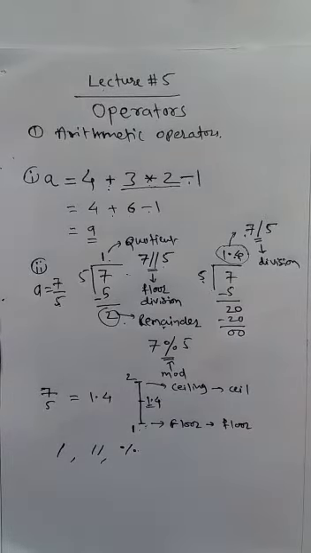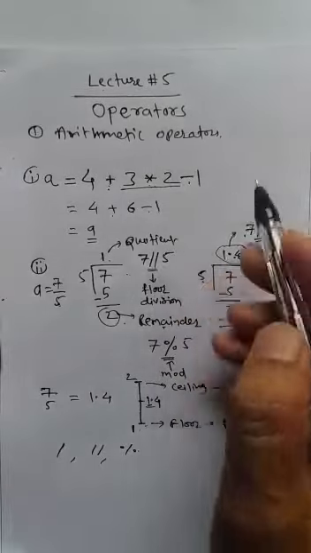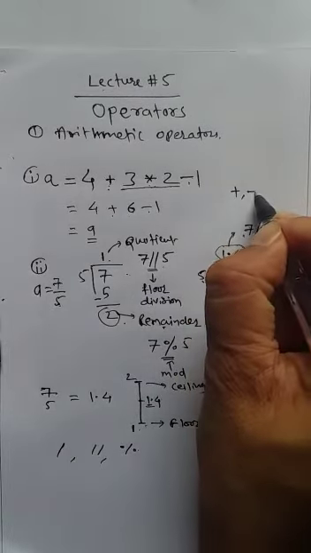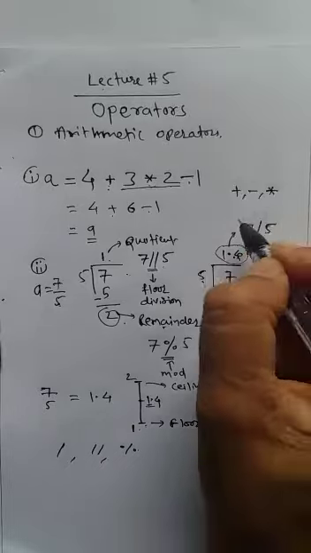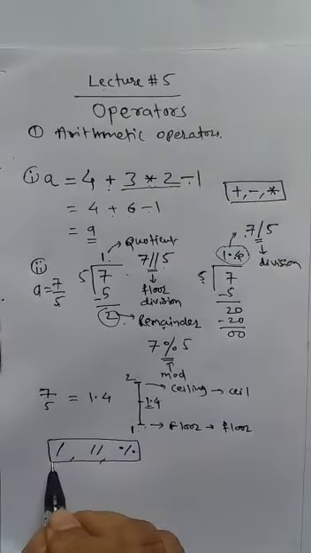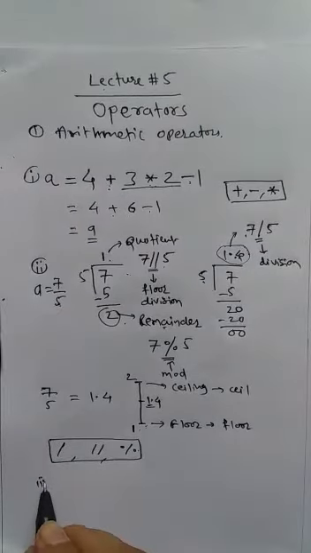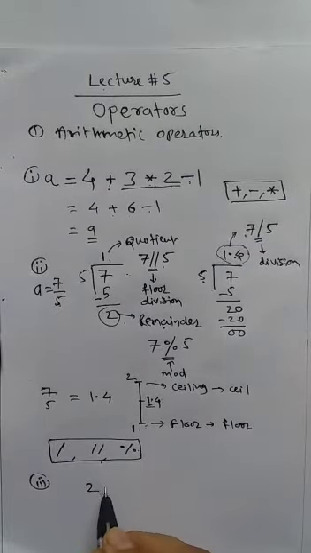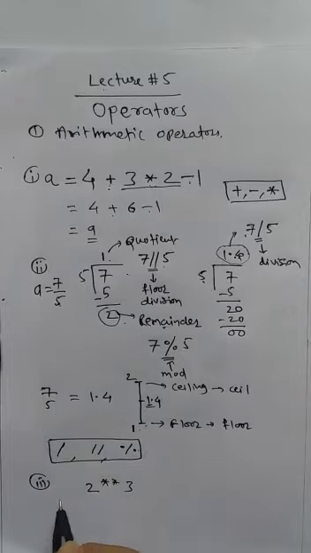And which operators did we see here? We have the plus, minus and multiplication operators. So these are three operators, and we have one more here. For example, I am writing a is equal to 2 star star 3.